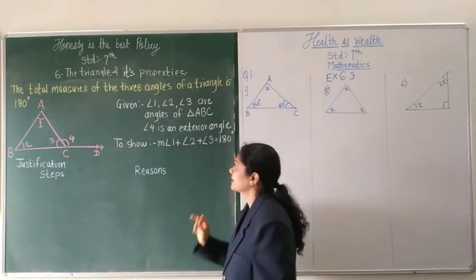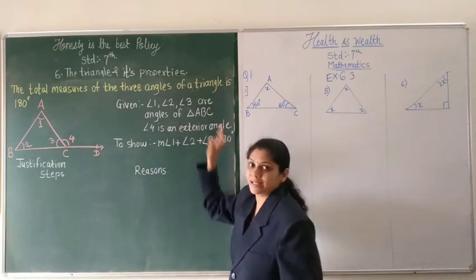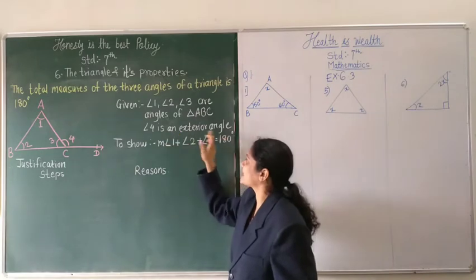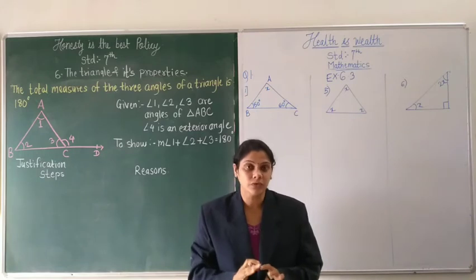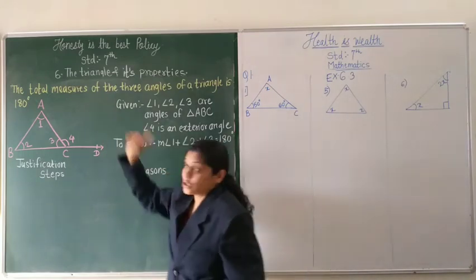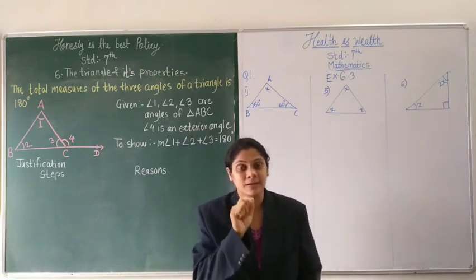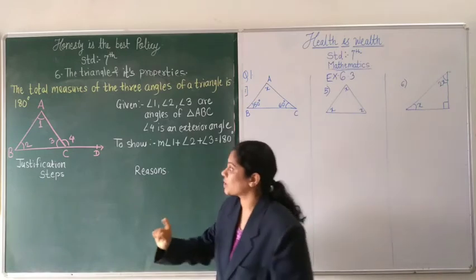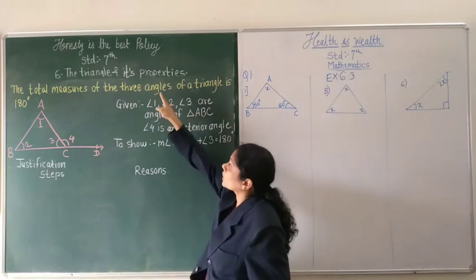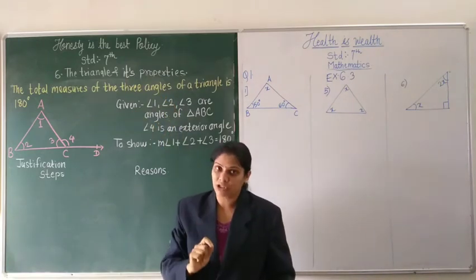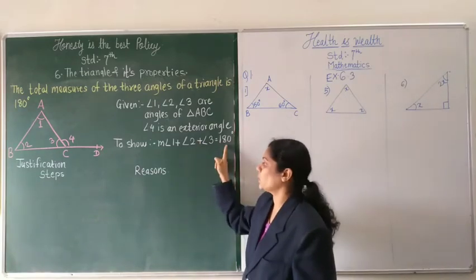So what is given? Given: angle 1, angle 2, angle 3 are angles of triangle ABC, and angle 4 is an exterior angle. With the help of this figure and the given, we have to show that the total measures, instead of the word measure, we write the alphabet M. So measure angle 1, measure angle 2 and measure angle 3. Total means we have to do addition. So measure angle 1 plus measure angle 2 plus measure angle 3 is equal to 180 degrees.